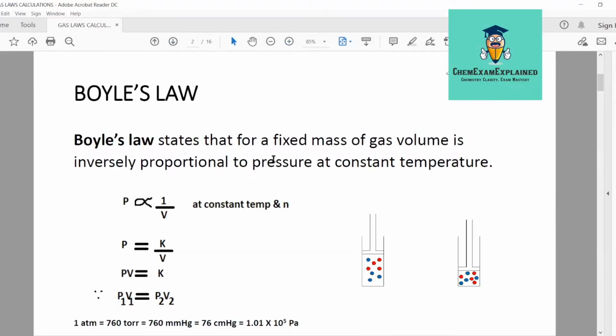Just a recap, we looked at Boyle's law, and it states that for a fixed mass of gas, volume is inversely proportional to pressure at constant temperature. We went through deriving the equation that we are going to use in the calculation when working with Boyle's law.